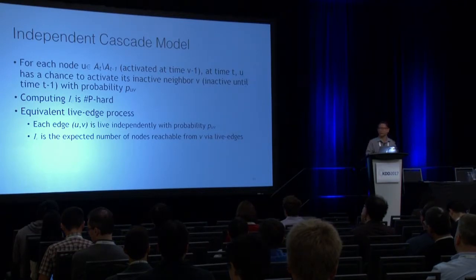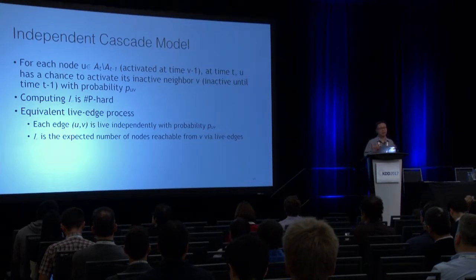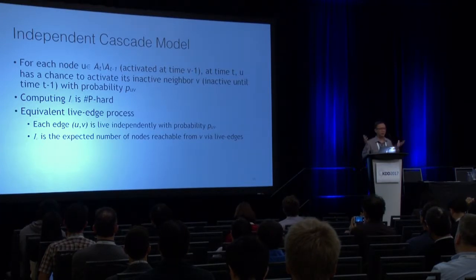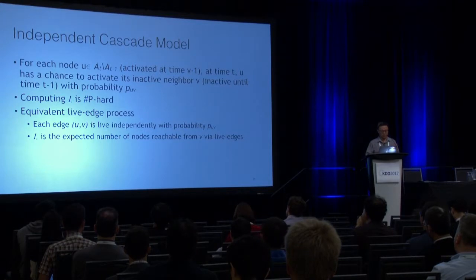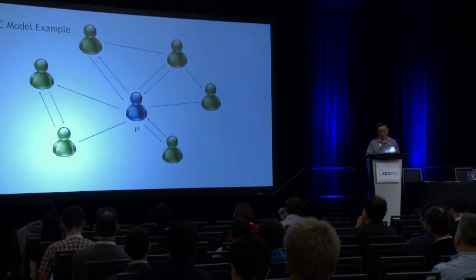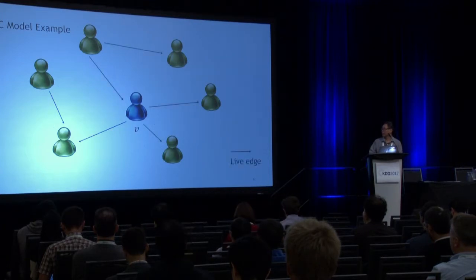It has been shown that computing this expectation itself is a #P-hard problem. Even if P equals NP, the #P-hard problem still doesn't allow a polynomial time algorithm to solve it. So it is really a challenging problem. We can always turn these two models into an equivalent live edge process. So this is an example. We have this node V, and then we can change it to live edges.